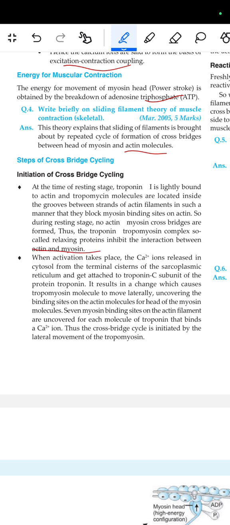When the activation takes place, the calcium ions are released in the cytosol from the terminal cisternae of the sarcoplasmic reticulum and get attached to the troponin C subunit of the protein troponin. It results in a change which causes the tropomyosin molecule to move laterally, uncovering the binding site on the actin molecule for the head of the myosin molecule. Seven myosin binding sites on the actin filament are uncovered for each molecule of the troponin that binds the calcium ion. Thus, the cross-bridge cycle is initiated by the lateral movement of the tropomyosin.